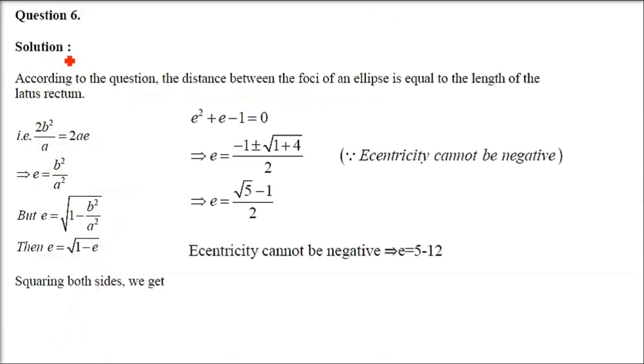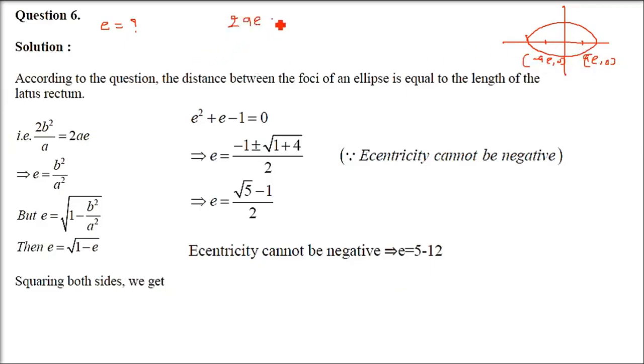Question number 6. If the distance between the foci of an ellipse is equal to the length of the latus rectum, write the eccentricity of the ellipse. Eccentricity we have to find out. So the distance between the foci, that is the two focuses of an ellipse. If I assume this to be a horizontal ellipse, what do we get? These two are focuses. So we have (ae, 0) and (minus ae, 0). So what is the distance between them? 2ae.